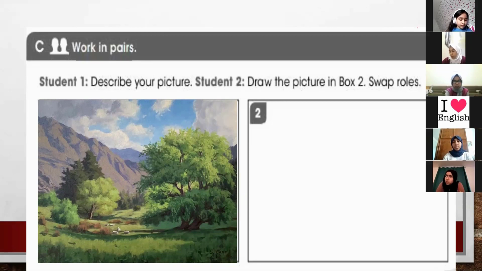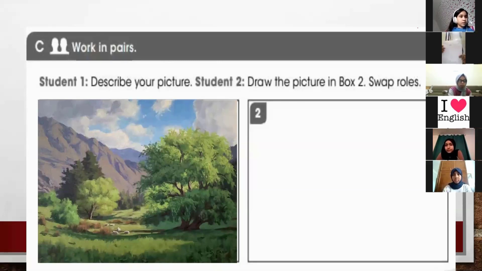Yes, very good, Serene. Fatima, did you draw what Serene said? Yes. Very good, Fatima. Now, show it to Serene. Is it close to your picture, Serene? يعني شبيهة بالصورة متاعك, Serene. So, this is what you drew.